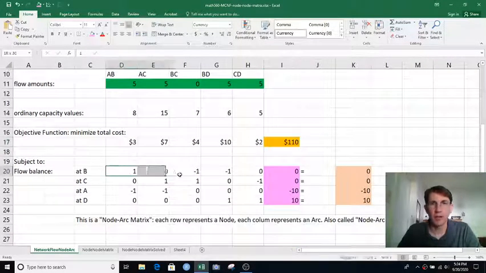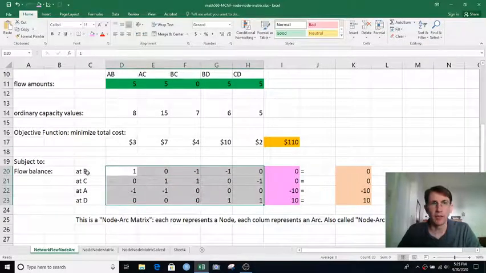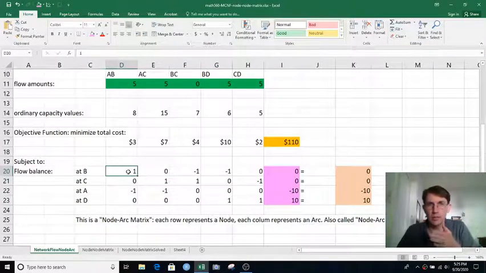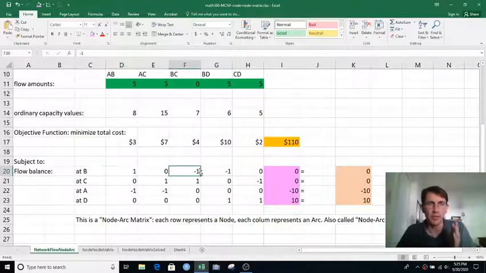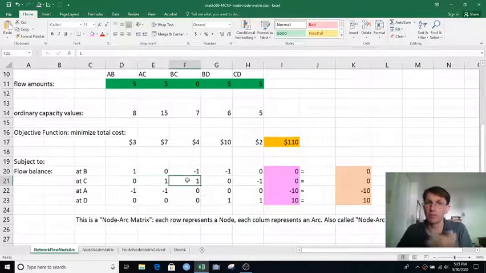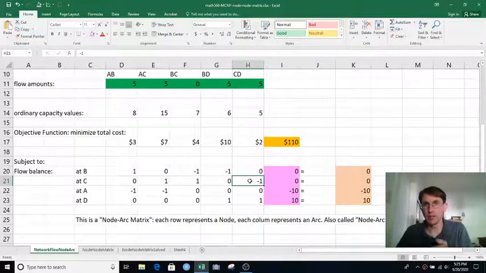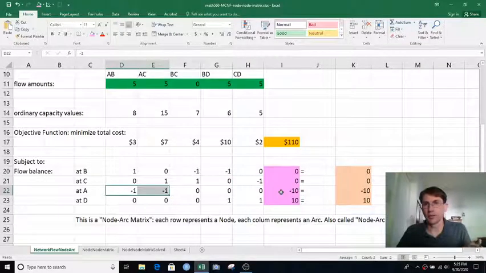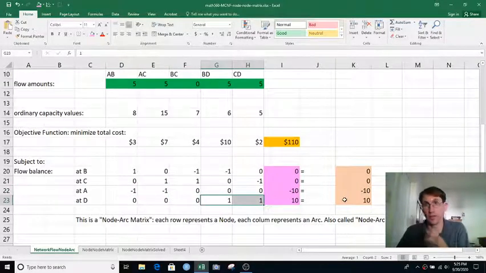And then we had this flow balance matrix where we said, like, at B, inflow from AB minus the outflow that's BC and BD has to equal 0. And then the same thing for C, inflow from AC plus inflow from BC minus outflow on CD has to total up to 0. And then at A, things flowing out of A, like AB and AC, the total flow on that has to be multiplied by -1, gives us -10, and then flow into D gives us +10.